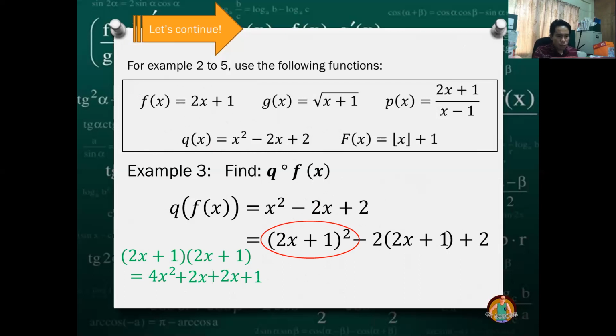So, combine like terms, no? 2x and 2x will give us 4x. So, copy 4x squared plus 4x plus 1. And that will be the final answer when we do the 2x plus 1 squared. Okay? So, 4x squared plus 4x plus 1.